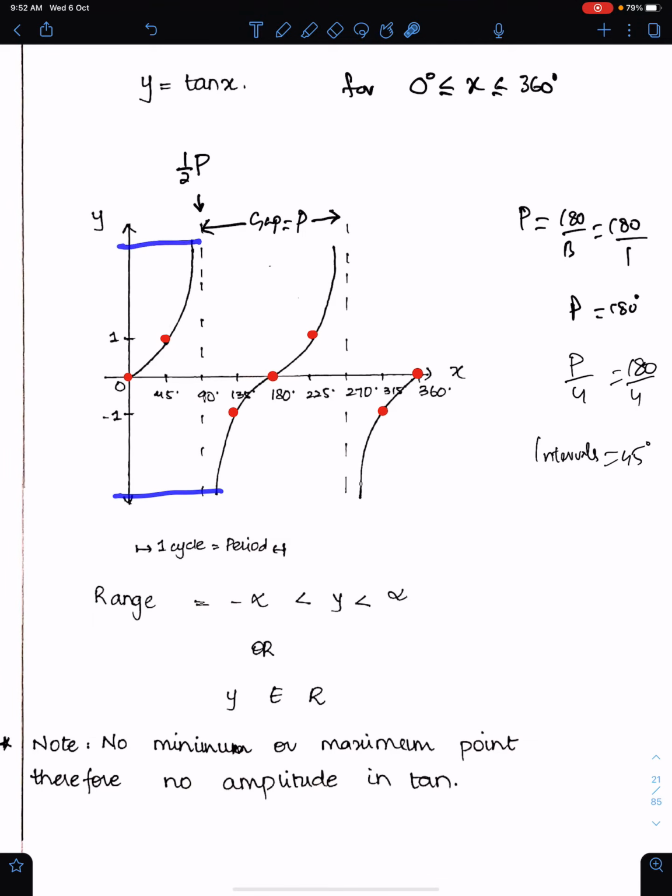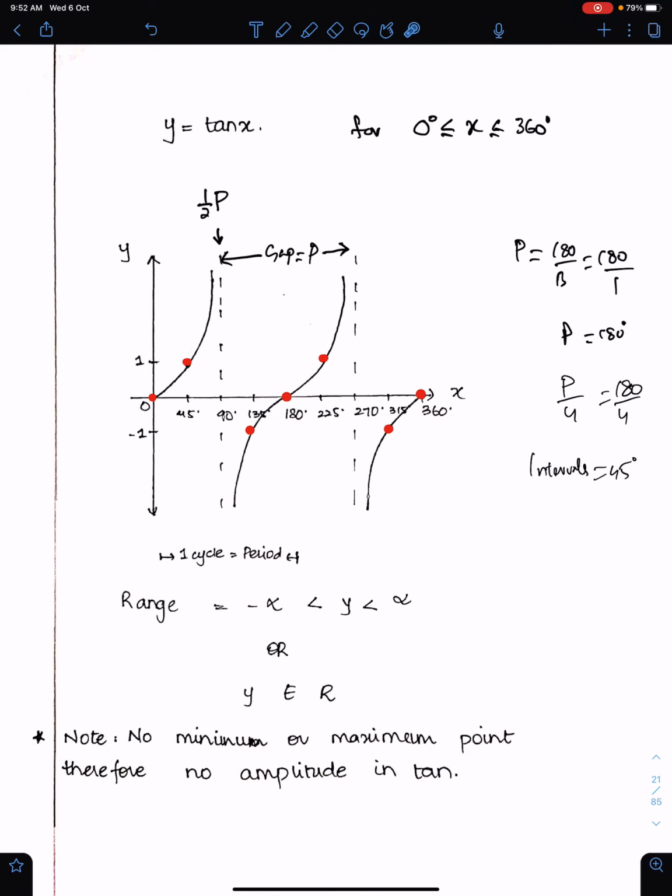The range of tan varies from minus infinite to infinite, and this is the range of the tan function. y can take all real values. You can write either this or this. Note, there is no minimum, no maximum point, therefore no amplitude in the tan function.